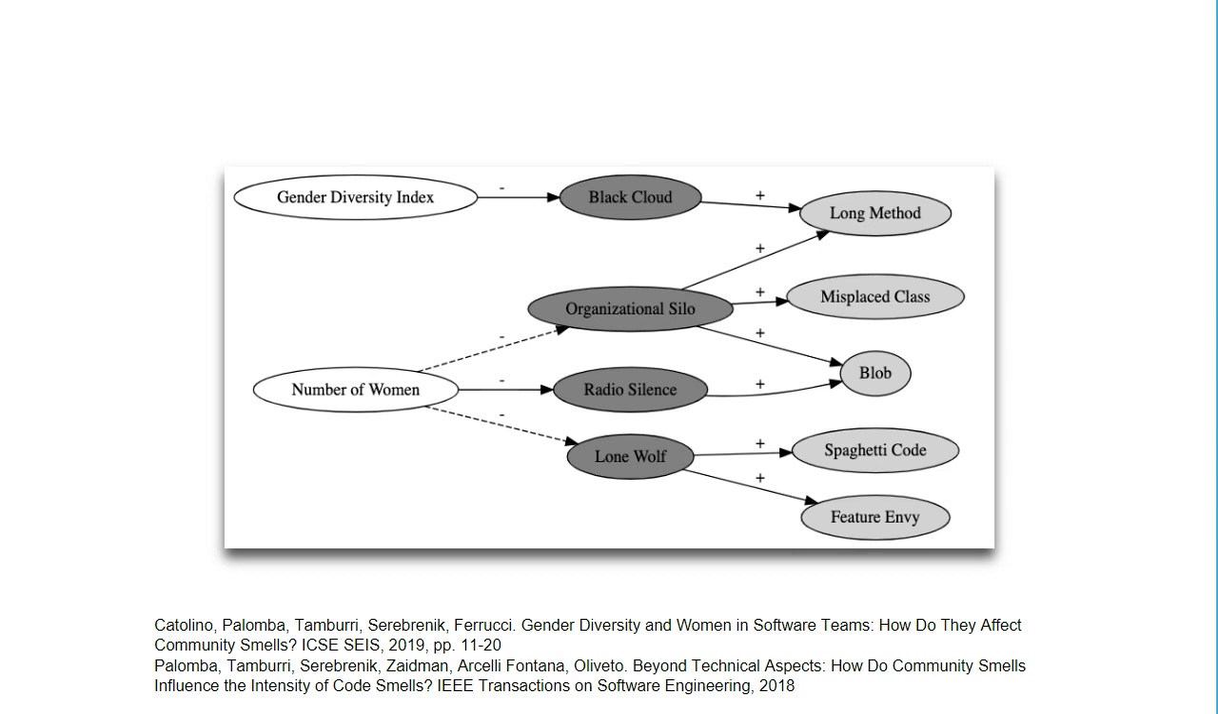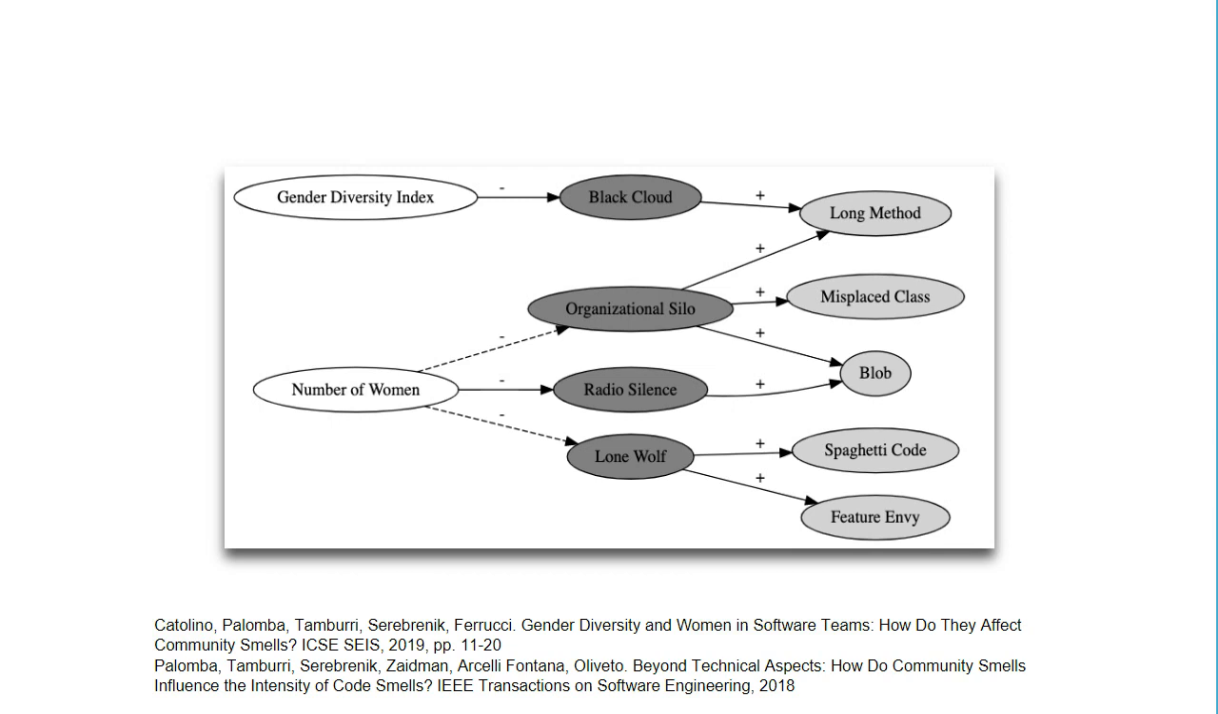We have found that lone wolf is associated with spaghetti code. So what does it mean? If I am working alone and I don't think that my source code will be needed or used by anybody else, of course I'm just organizing it in the way it fits me. I would probably be less inclined to think about how less familiar people would be looking at my source code. And this can be associated with spaghetti code, essentially code going all over the place.